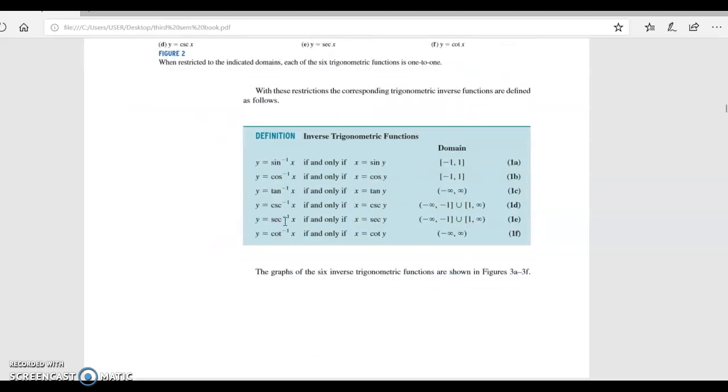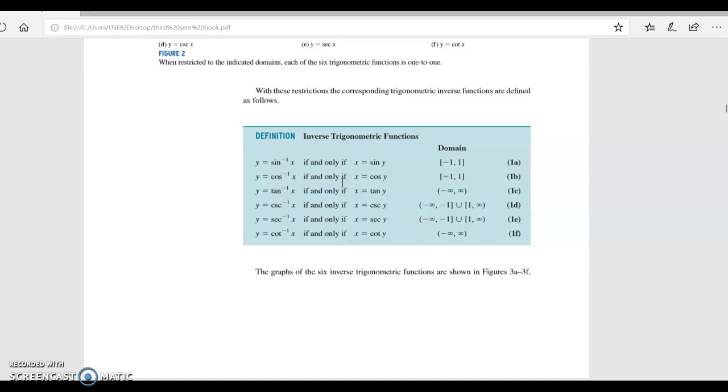Inverse trigonometry functions. Here, y equal to sine inverse x. This is the definition of the inverse function: y equal to sine inverse x if and only if x equal to sine y. The domain is minus 1 to 1. The domain means the domain of x, which is the codomain of sine x in the restricted domain.